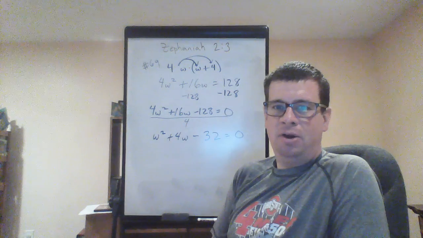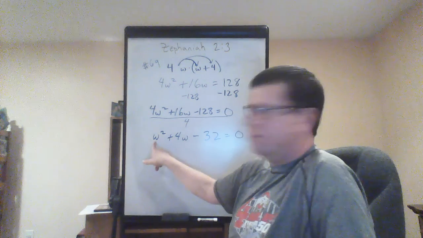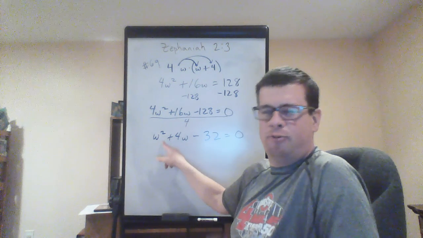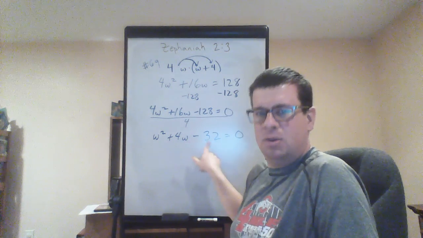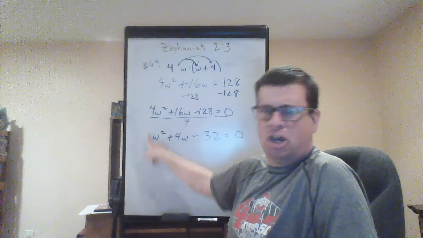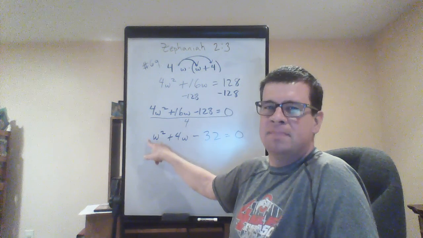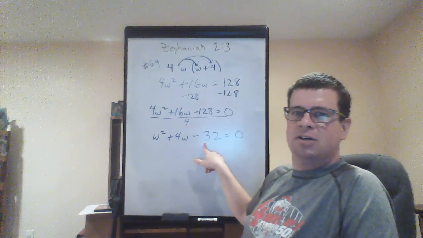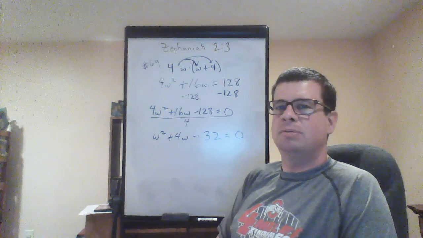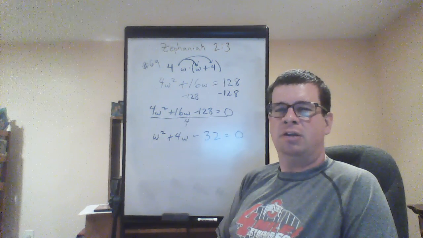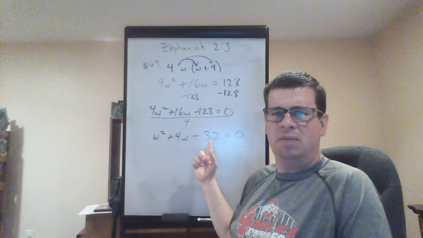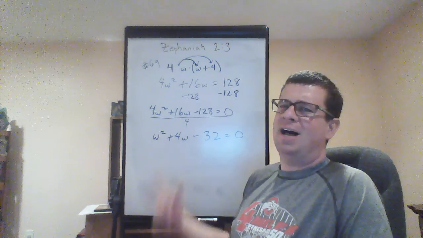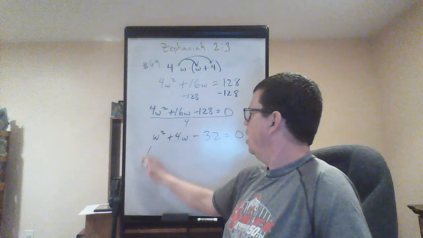That turns this into a polynomial that's not too bad to factor because we've got W squared, W, and then a constant, the form we're looking for. And the coefficient of my W squared is 1, so I don't need to do factoring by grouping. I'm simply looking for factors of negative 32 that add up to 4. One has to be positive, one has to be negative. I think it's going to be positive 8 and negative 4.